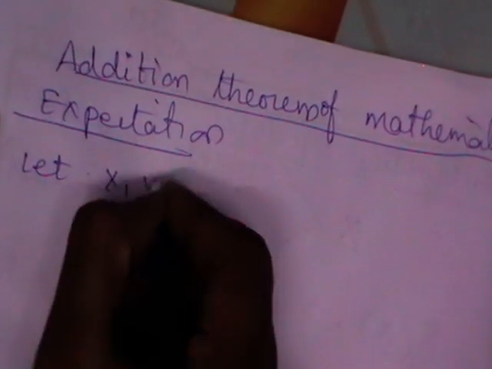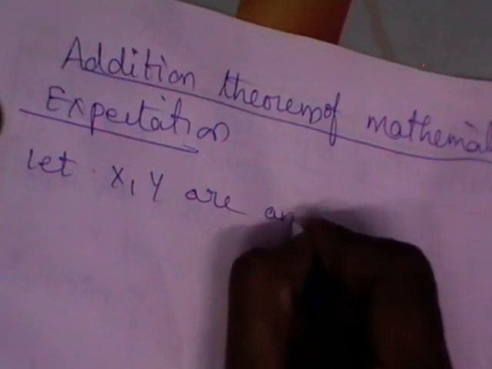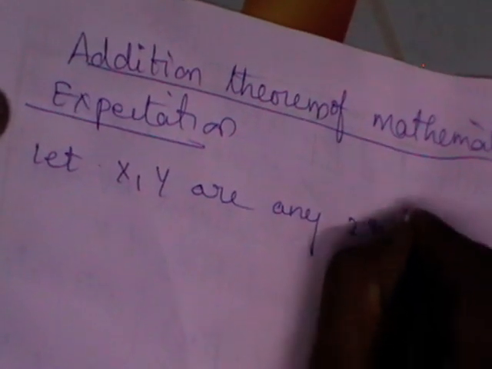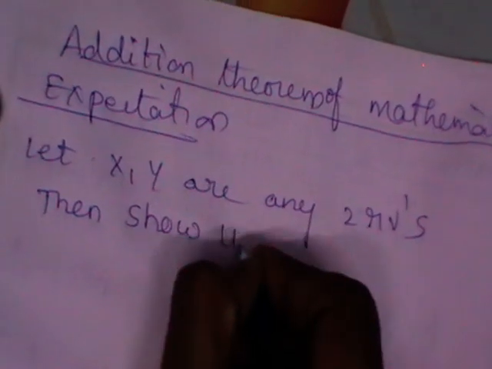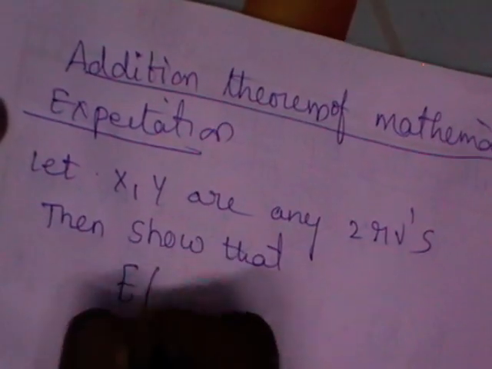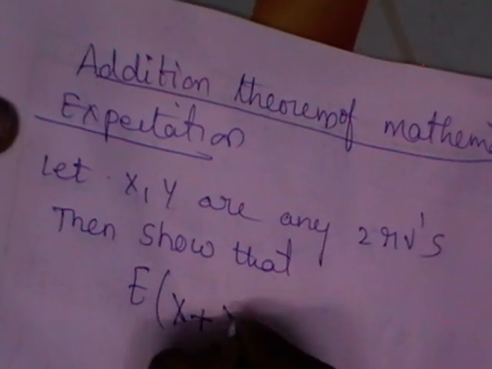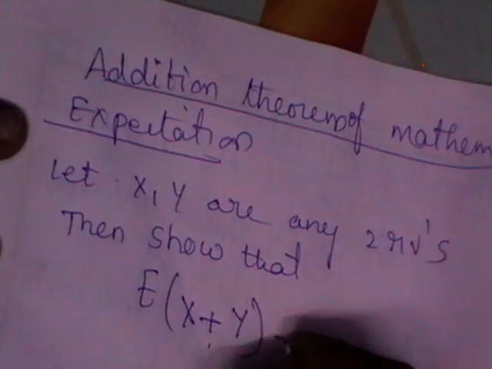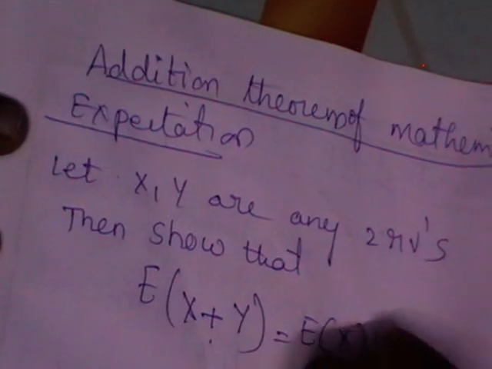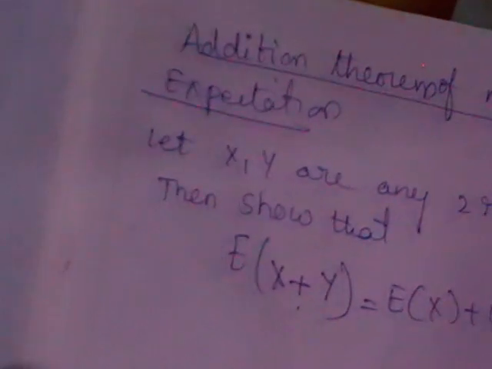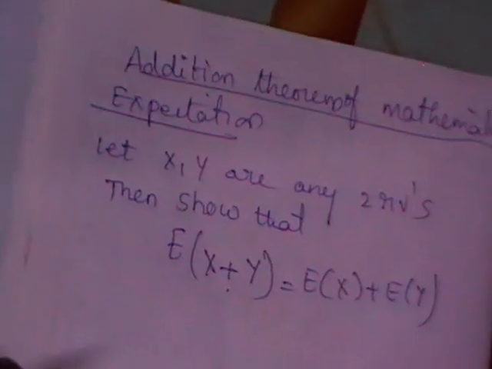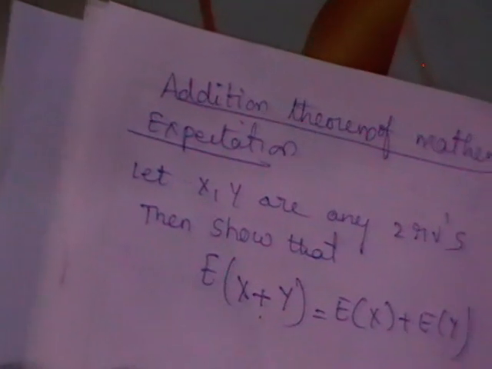So let us say the statement: let x comma y be any two random variables, then show that expectation of addition, meaning we are going to separate the two variables with plus, E of x plus y is equal to E of x plus E of y. Again I repeat the statement. We have two theorems on mathematical expectation, one called the addition theorem on mathematical expectation, and the multiplication theorem on expectation.